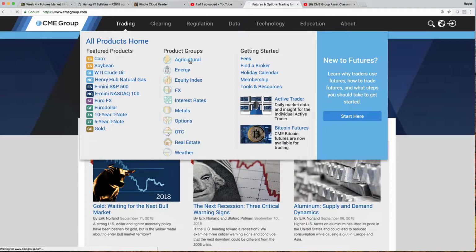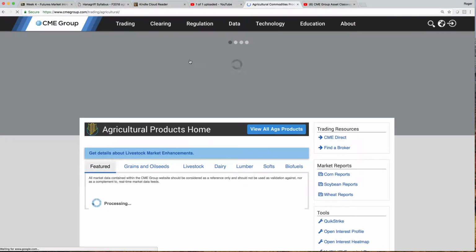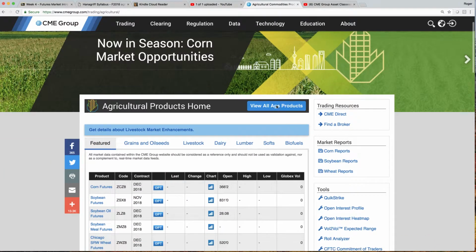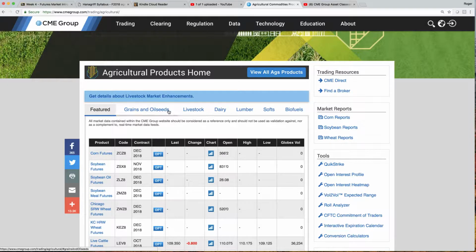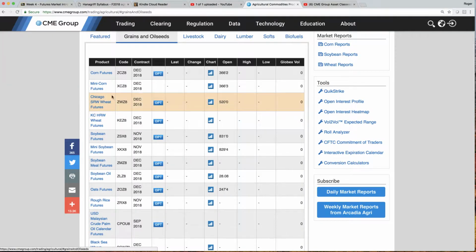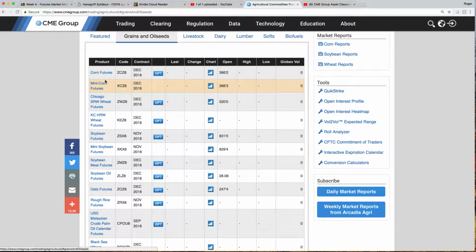So let's start off with agricultural. That's our main focus of the class. When it pulls up all of the products, you can hit view all products here, but they actually have them organized: grain, seed, and oils. And so when you click that, you'll see corn. You'll also see mini futures. That is just a smaller version of this. Once again, one of the four aspects is quantity. So corn contracts, by the way, are 5,000 bushels. So a mini contract, I think it's 2,000. It's less, of course. Now you can see all the different grains here.